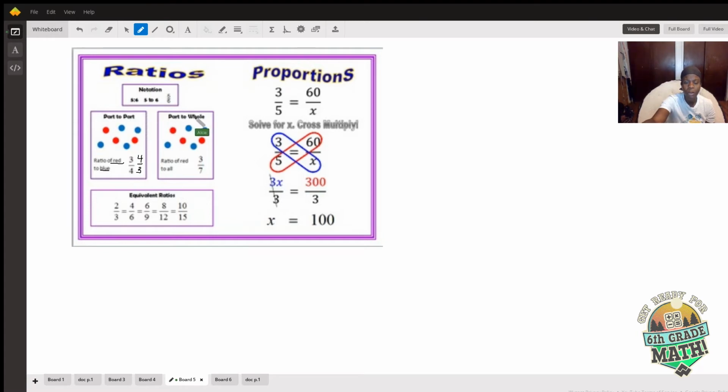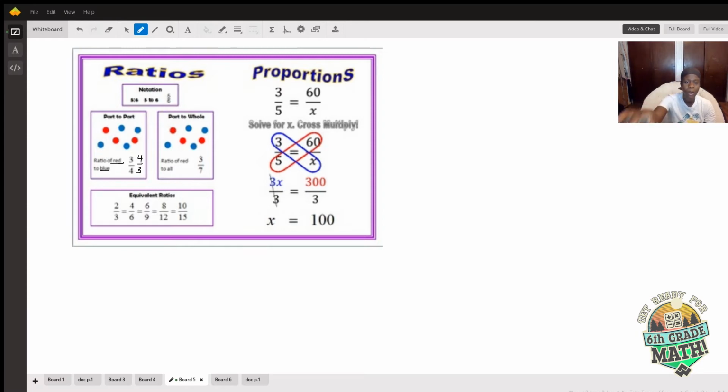When they talk about part to whole, you're taking a part of the whole. So the ratio of red, which is 3, being compared to the whole, which is 1, 2, 3, 4, 5, 6, 7. So 3 to 7. Now let's ask the question, what is the ratio of blue to all? Let me give you 5 seconds. Yes, I'm looking at a clock.